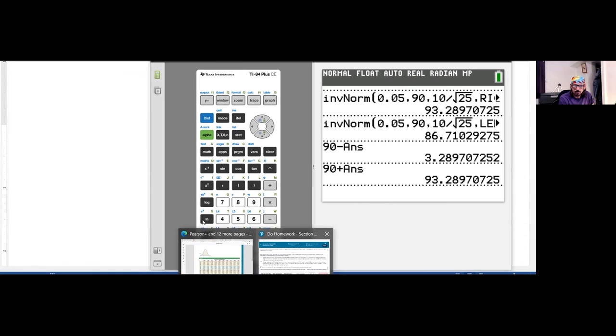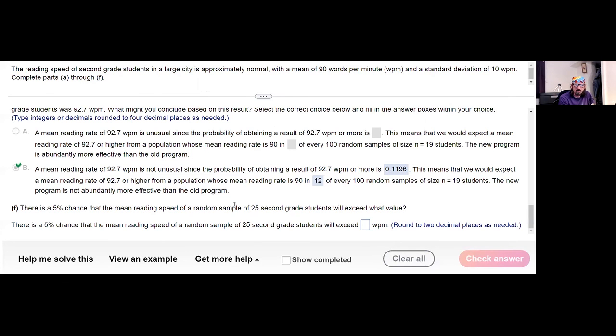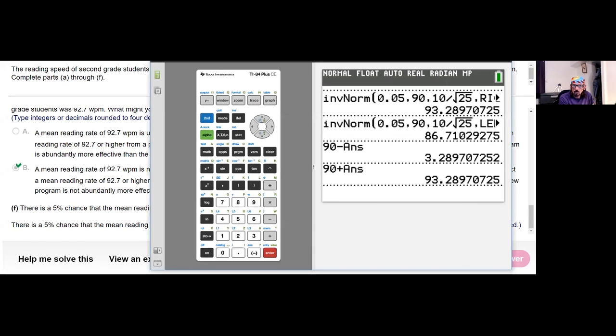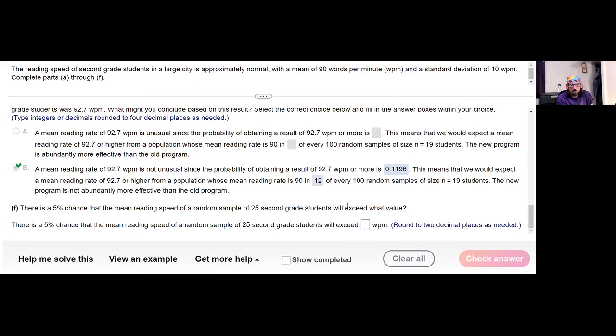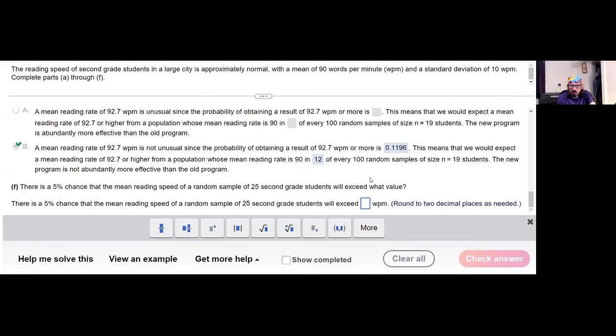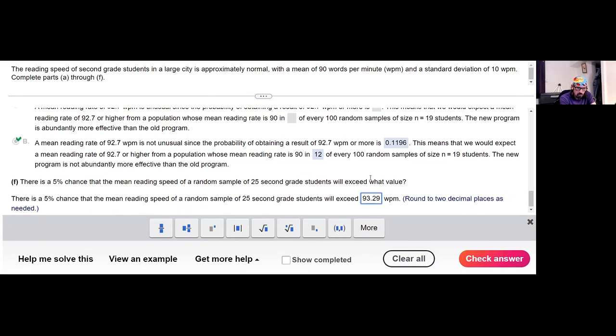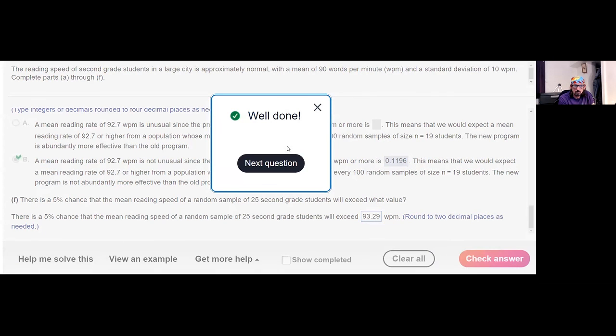So let's see here. There's a 5% chance that the mean reading score around the 2 places. So we found out either way that to 2 places we would get 93.29. Let's see if the other way. Yep, same thing. All right, here we go. 93.29 words per minute. And that is good. All right, more in a bit.